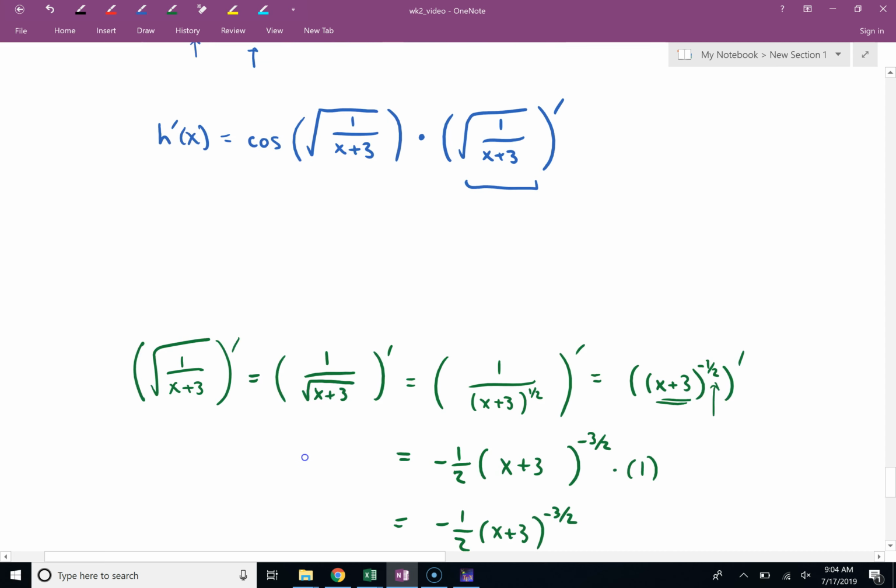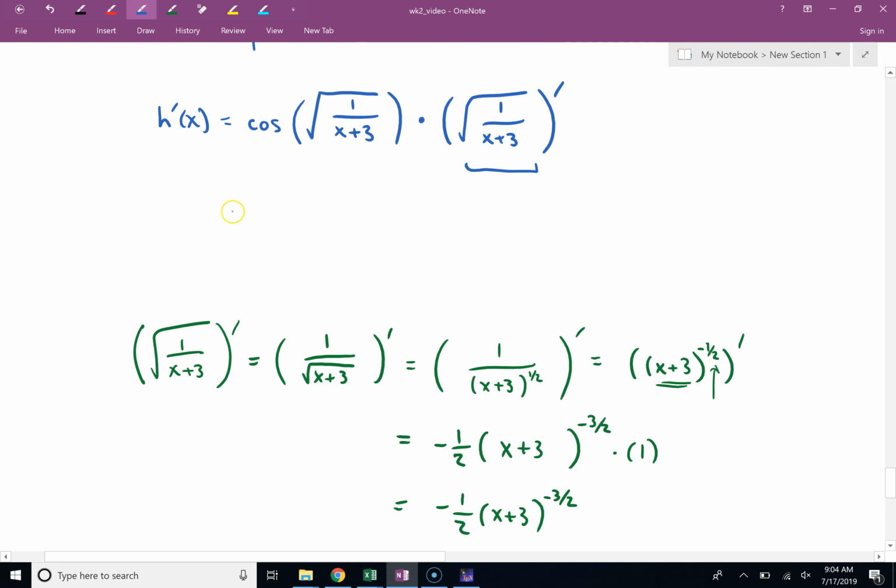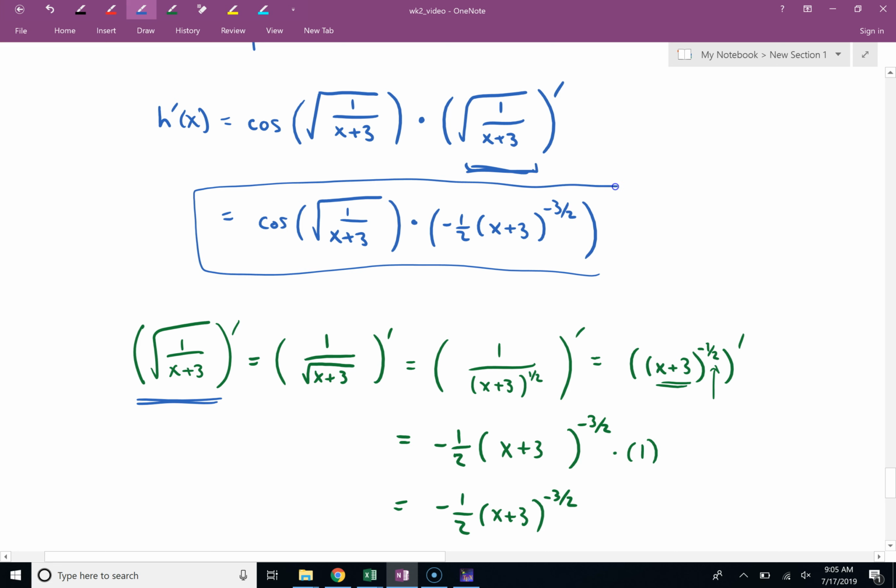So going back and actually solving our problem now, my final answer here is cosine of the square root of 1 over x plus 3 times, and then we did a bunch of work on the side to figure out what this thing's derivative was. After all the smoke cleared, we got negative 1/2 times x plus 3 raised to the negative 3/2. And that right there would be my final answer. This is what I would highlight or box. Again, don't spend any time simplifying that.